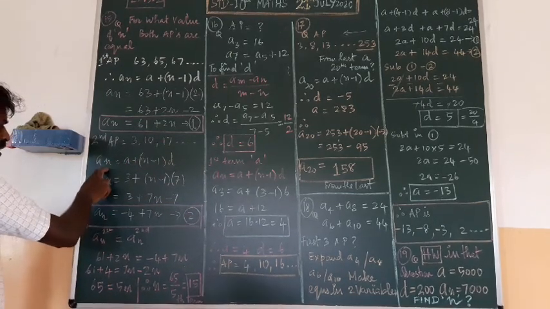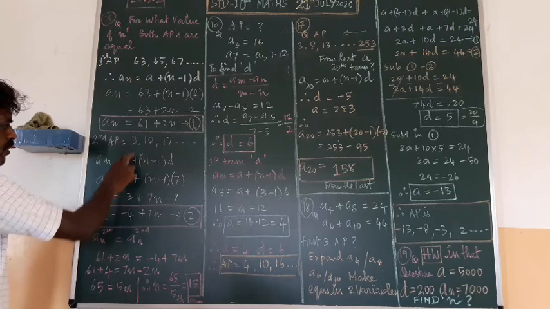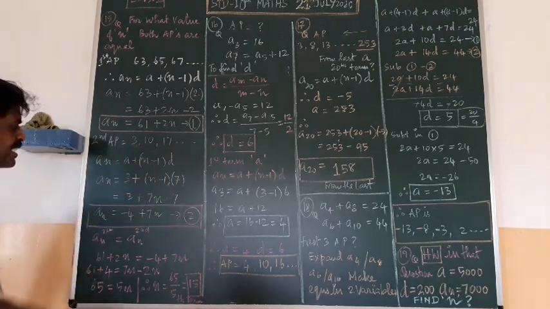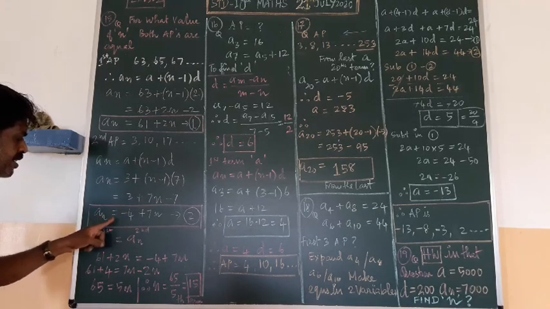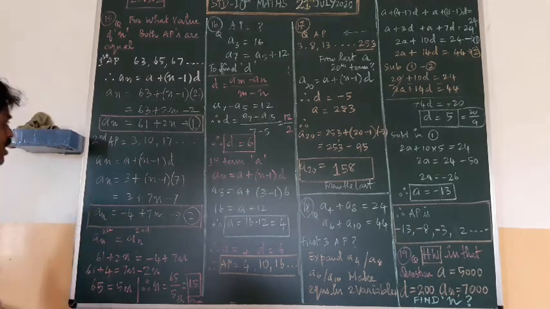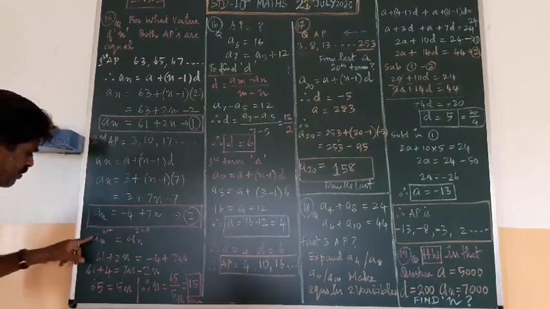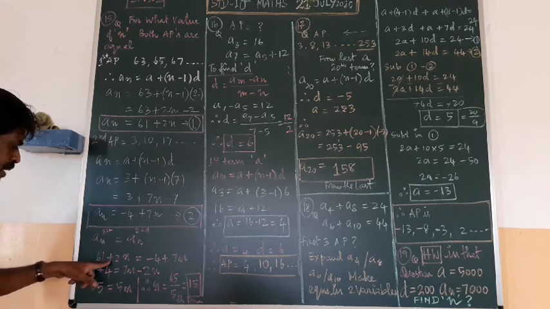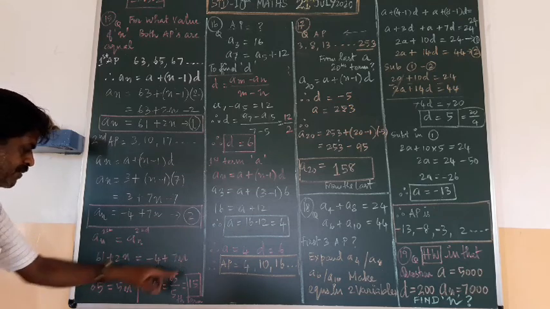Okay. Then the second arithmetic progression is given: 3, 10, 17, it is increasing. So find the nth term. We put a as 3 and d as 7 in a plus (n minus 1) times d. Simplifying, the nth term equals minus 4 plus 7n. Both terms are equal, so we equate the nth terms: 61 plus 2n equals minus 4 plus 7n.